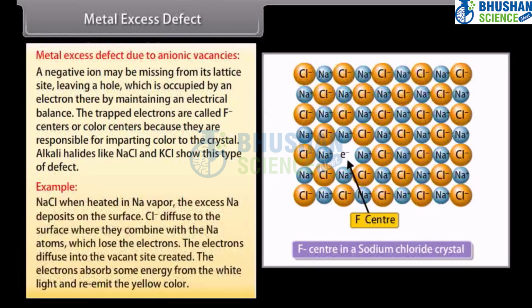Example: NaCl when heated in Na vapor, the excess Na deposits on the surface. Cl- diffuse to the surface where they combine with Na atoms which lose the electrons. The electrons diffuse into the vacant site created. The electrons absorb some energy from the white light and re-emit the yellow color.